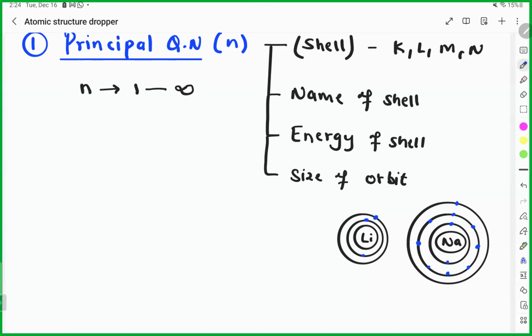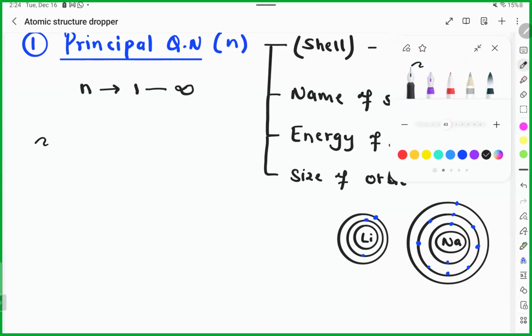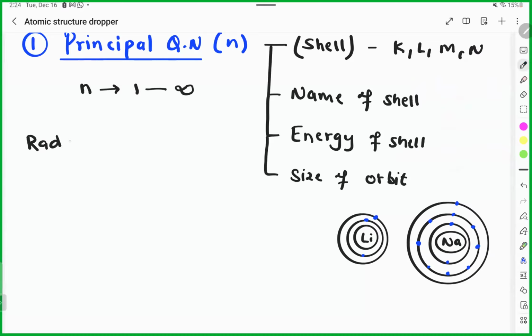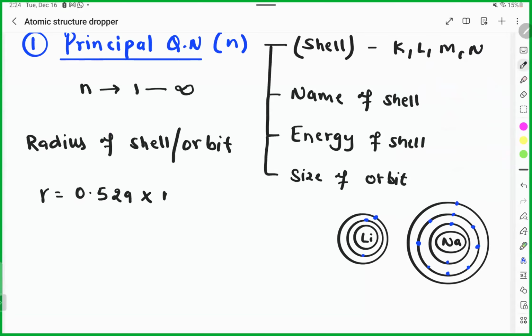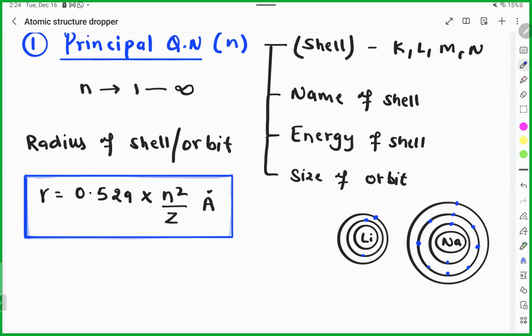And that's why you can tell the radius of the atom based on this, because the radius of an orbit, or radius of a shell, will be given by r equals 0.529 times n squared by Z angstrom. Unit is extremely important. Now you will ask, sir, you always tell us never to memorize anything, and now you are telling us a number to remember. No, you're not supposed to remember this exactly. Imagine, what is n?